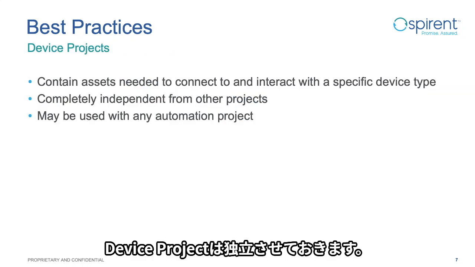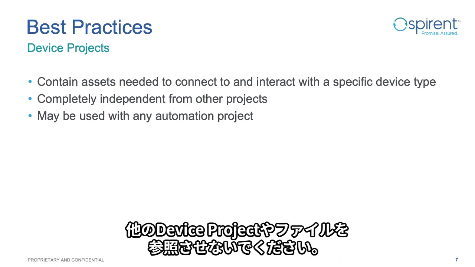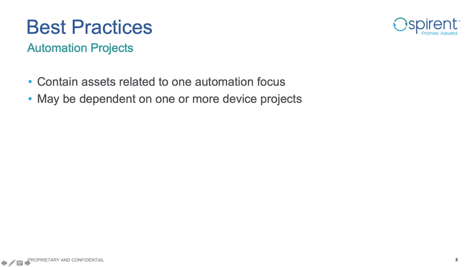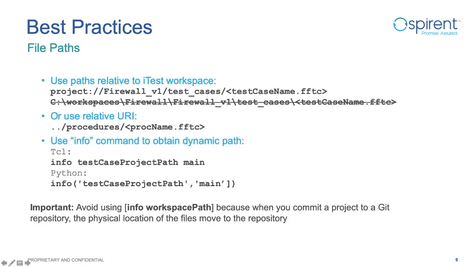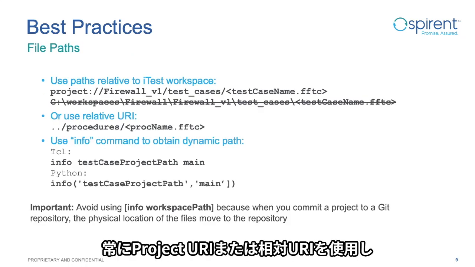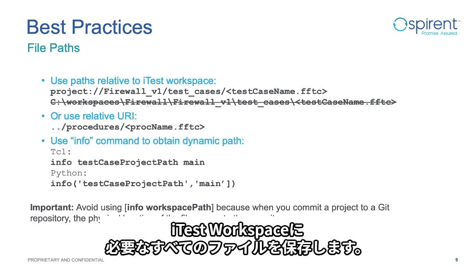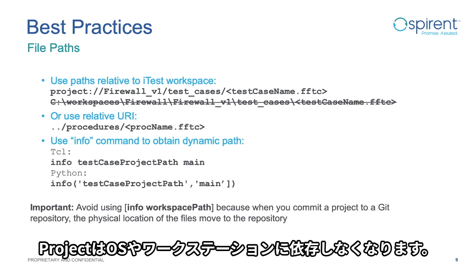Remember to keep your device projects independent. Don't refer to files in other device projects. Automation projects can be organized in whatever way works for your test plan. When referring to files, always use the project URI or relative URI and store all needed files in the iTest workspace. This keeps your project OS and workstation agnostic.